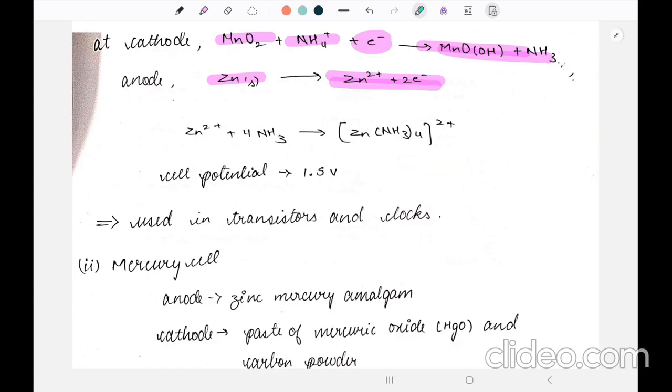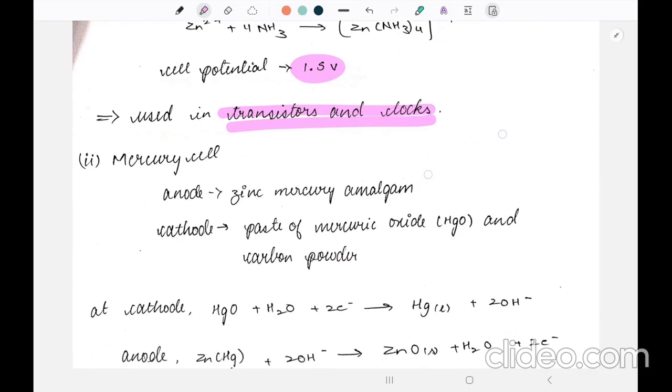NH3 produced in the reactions will form a complex with Zn2+ to give [Zn(NH3)4]2+, and the cell potential produced by this cell is about 1.5 volts. It is used in transistors and clocks.